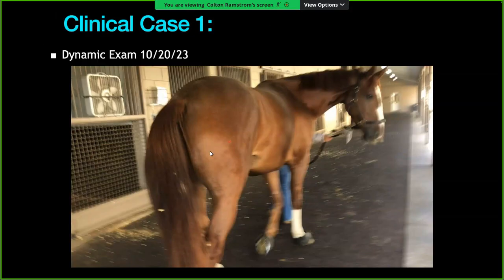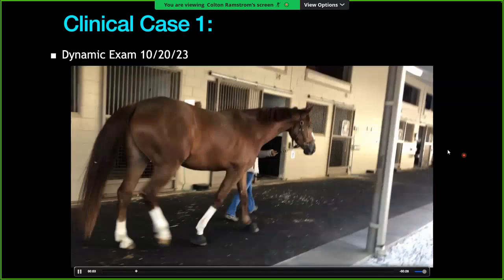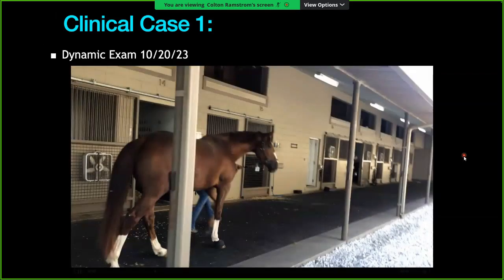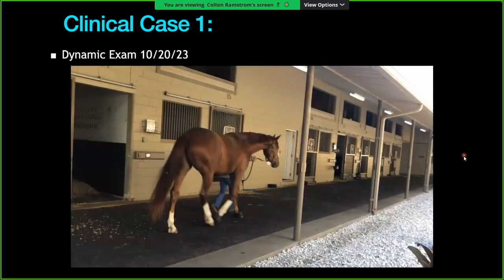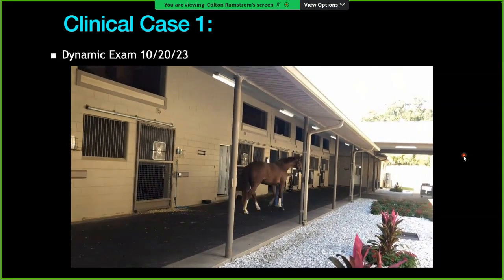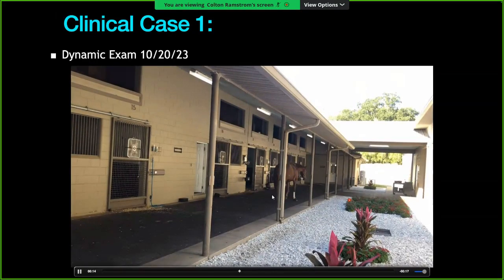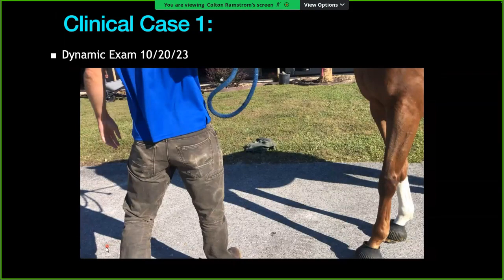Just click on it. So this is him. As you can see, not very exciting at a walk. Pretty good symmetry. He's interested in what's going on around him. I'll minimize that.